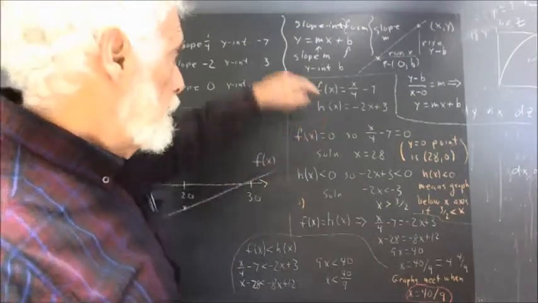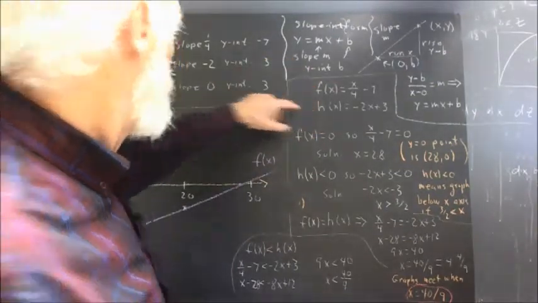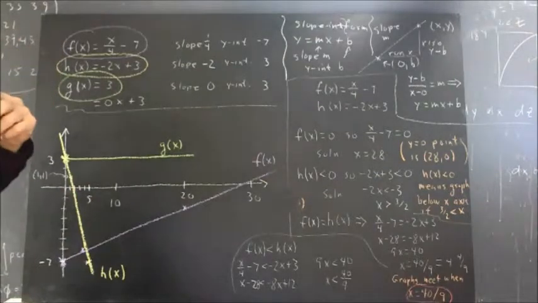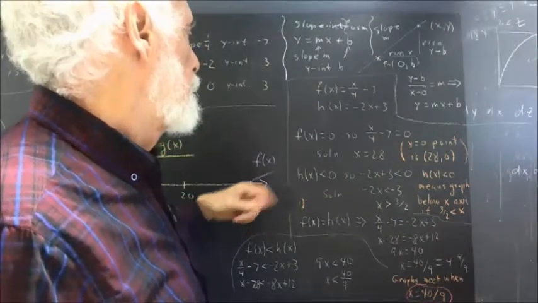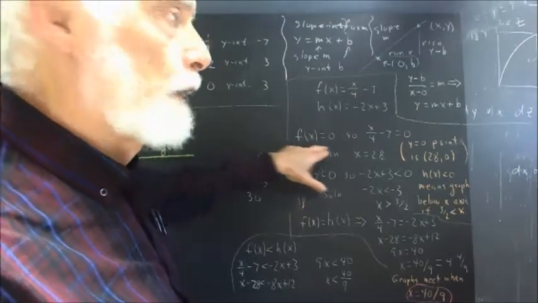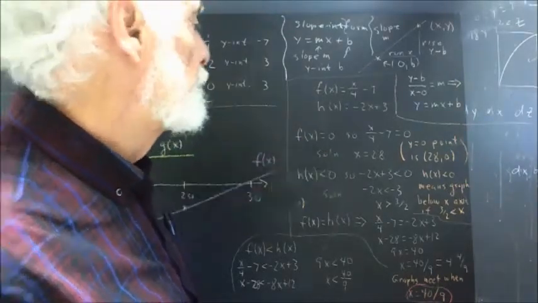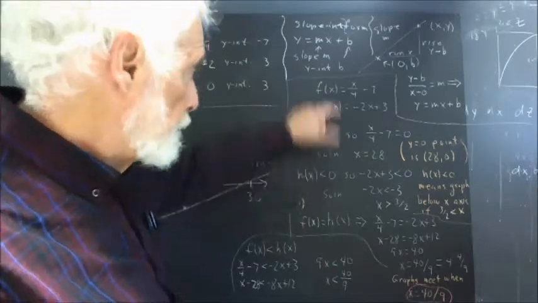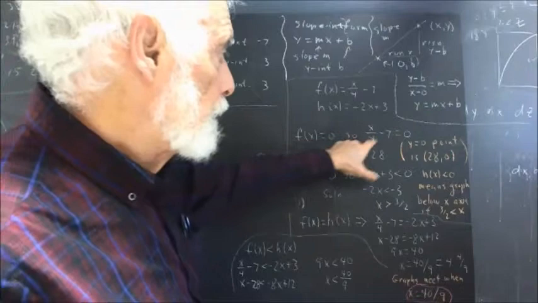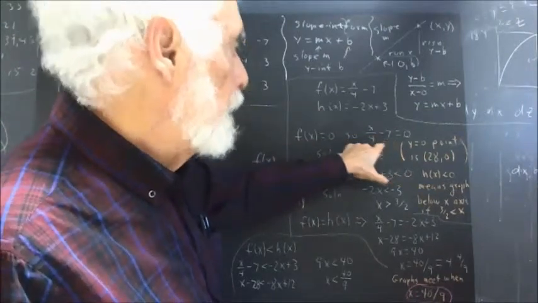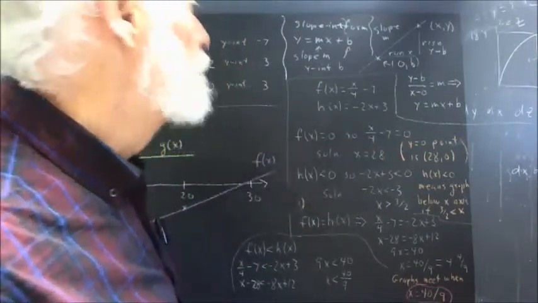Now we're given the functions f of x and h of x, same functions we had here, and we're asked to solve the equation f of x equals 0. Well, if f of x equals 0, then since f of x is x over 4 minus 7, we have x over 4 minus 7 equals 0, an equation which we very easily solve.